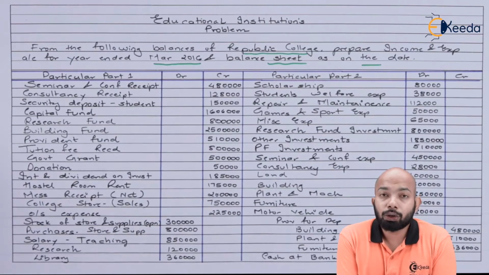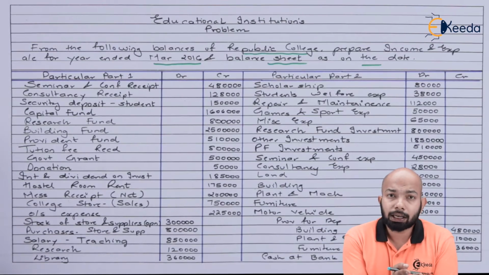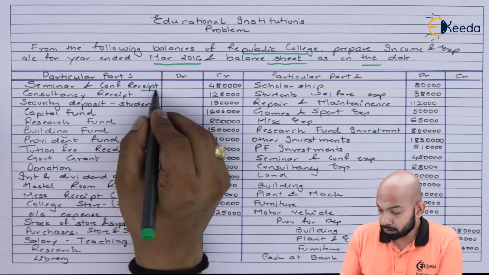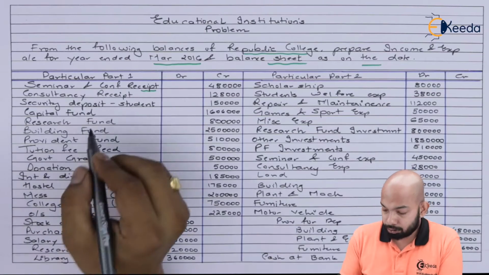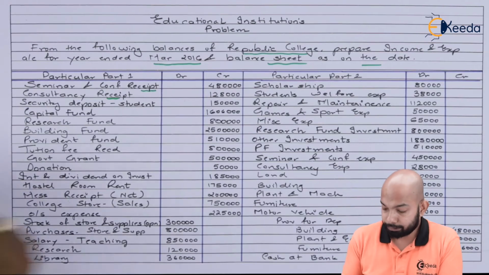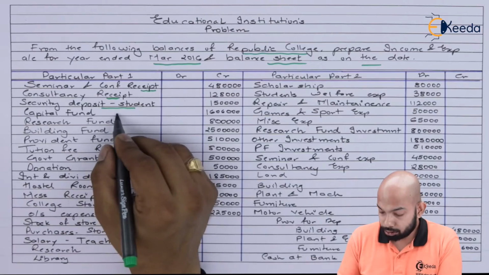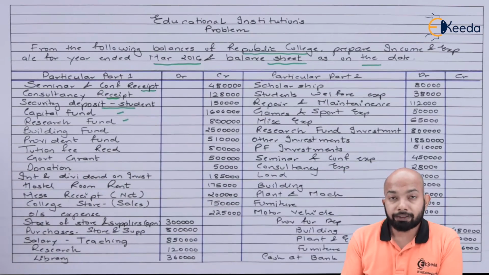Everything that is mentioned on the credit side can be either an income or a liability. Everything that is mentioned on the debit side can be either an asset or a payment that has been done. So we have seminar and conference receipts. We have consultancy receipts. We have security deposits. That again is a liability, hence it has been mentioned on the credit side. We have capital funds, or different kinds of funds, rather capital research. We have building fund, we have provident fund.